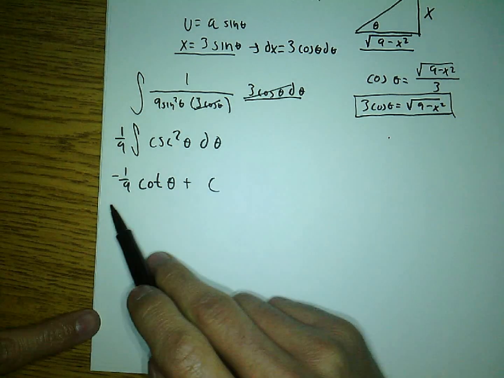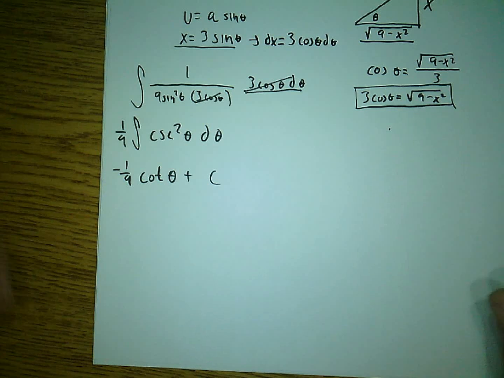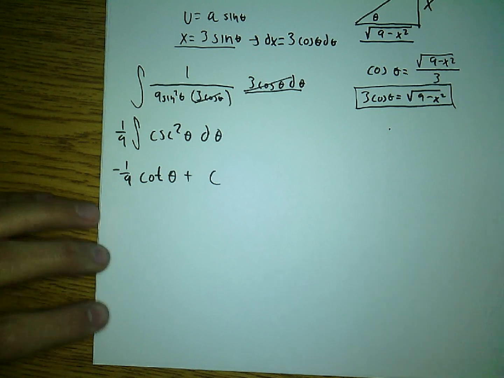But anyways, so we got negative 1/9 cotangent theta plus c, right? Anyone lost in this part? So is this our answer? Yes, no, what do you think? We're just going over this for the first time. Is that the answer or not? Are we going to use the triangle again to resubstitute?